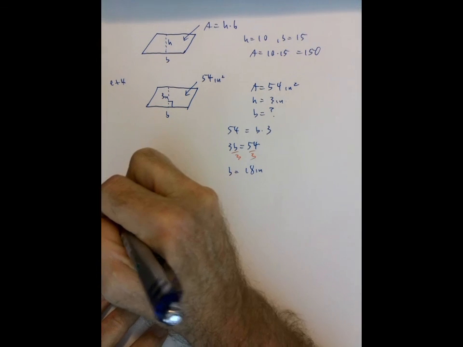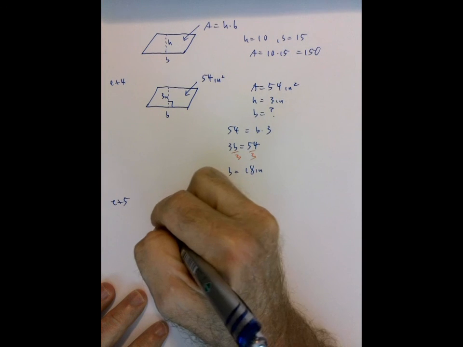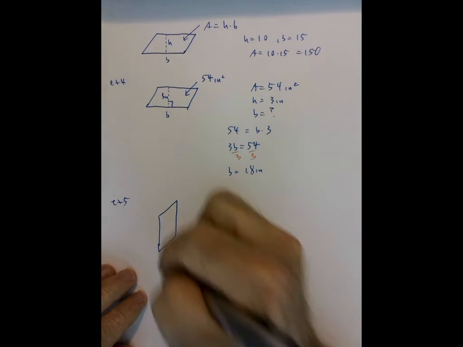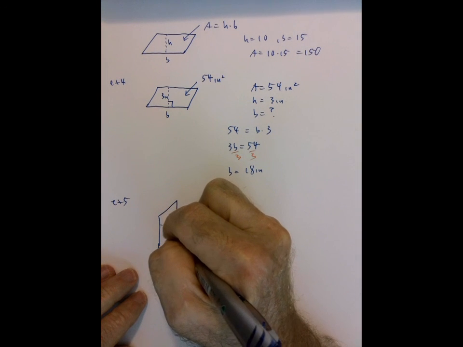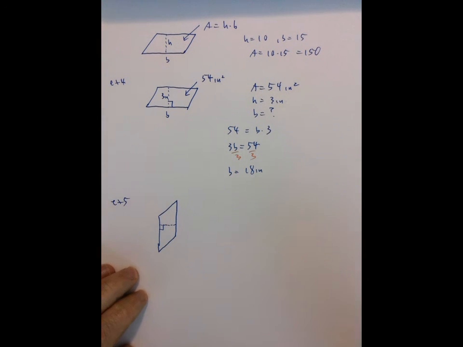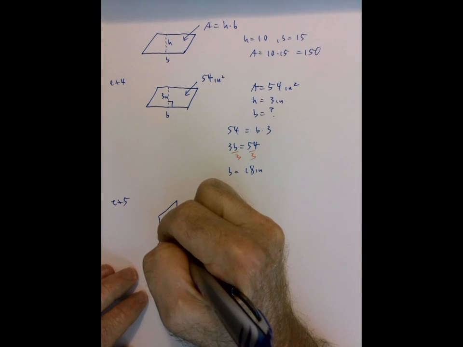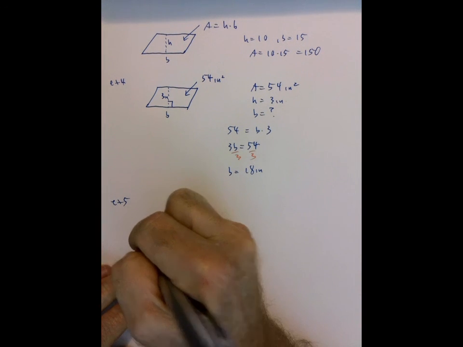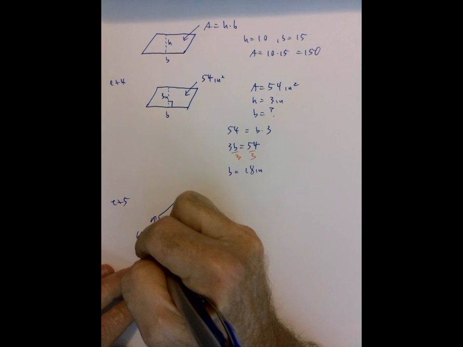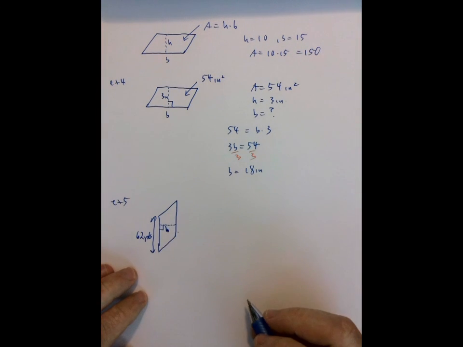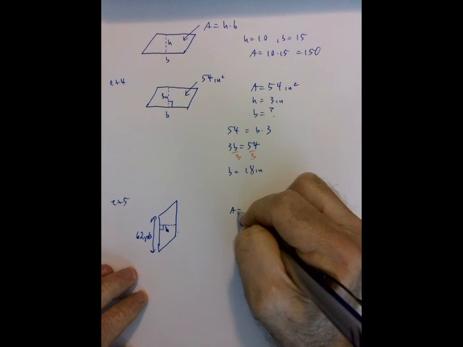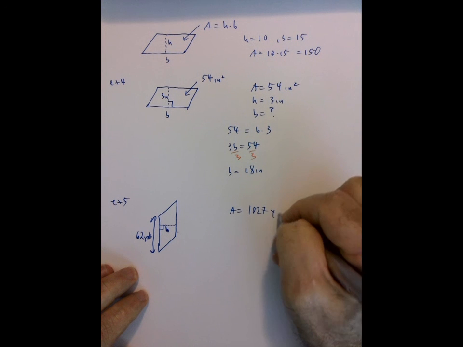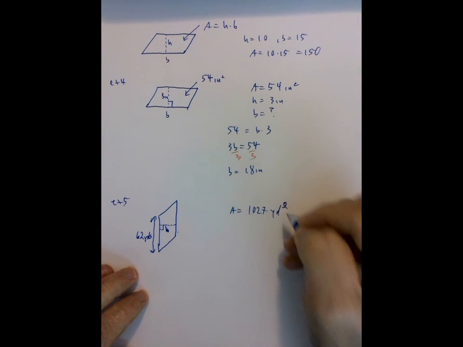Okay, here is example 5. Here's a parallelogram there. And I'm going to tell you that this distance there, let's say that's the height. And the length of the base is, let's say, 62 yards. It's a big parallelogram. And we're told that the area is 1,027 square yards. Right, now, here's the thing.